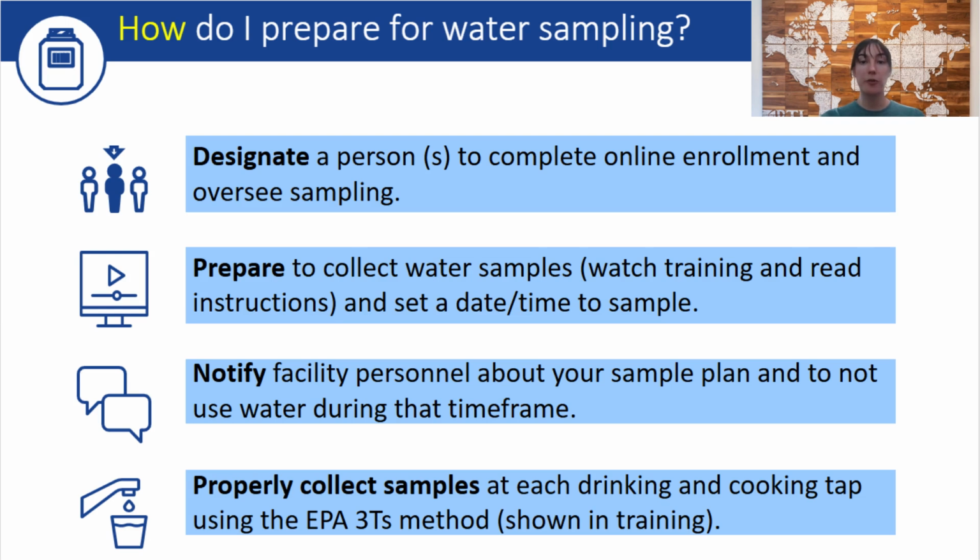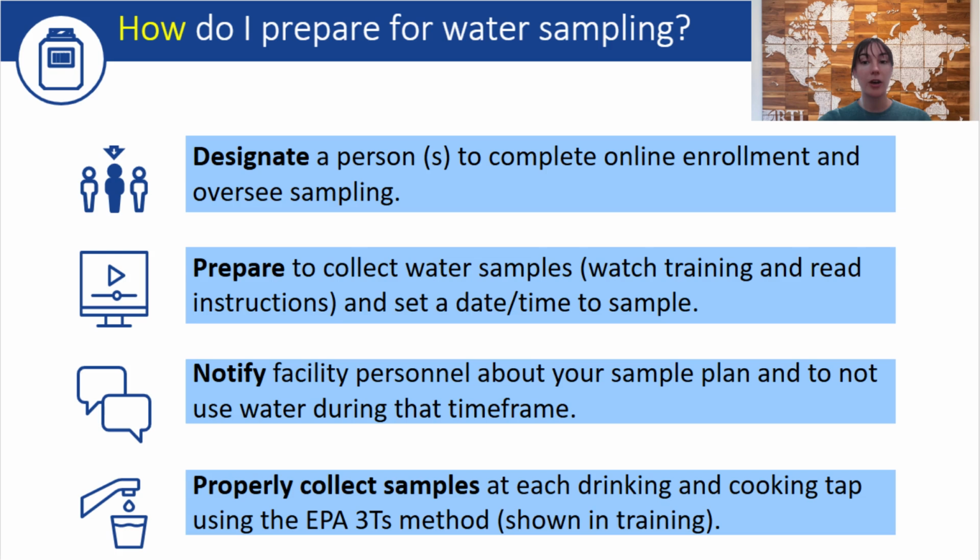Lastly, how do you prepare for water sampling? Make sure to designate one or more person to complete online enrollment and oversee sampling. You should also prepare to collect water samples by making sure any other support staff watch all training videos, setting a calendar alert for the date and time, and reading instructions. We recommend that you notify your community, including staff, students, and parents, about your sample plan before your sample collection date, and make sure they are aware of your participation, and also do not use water in the building during that time frame. And of course, it is important to properly collect samples at each drinking and cooking tap using the EPA 3Ts method, which we will review in a bit.